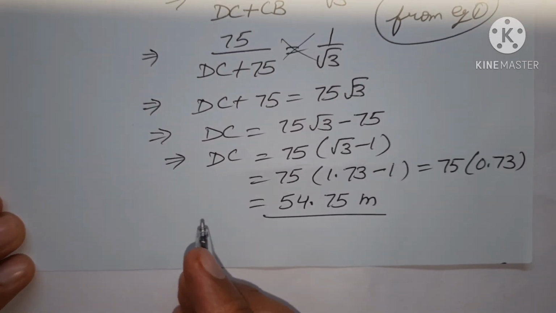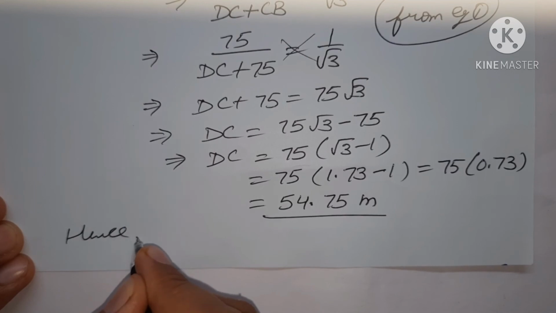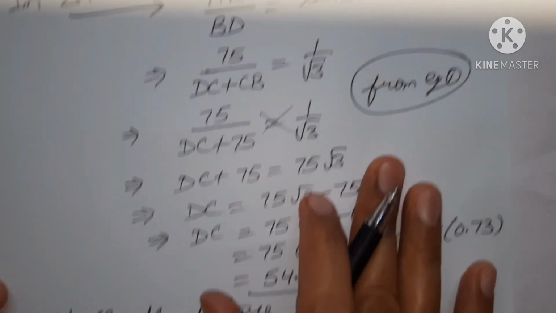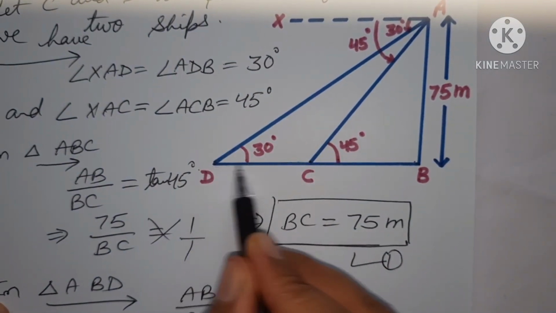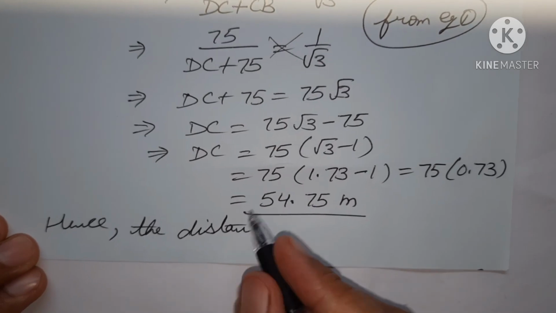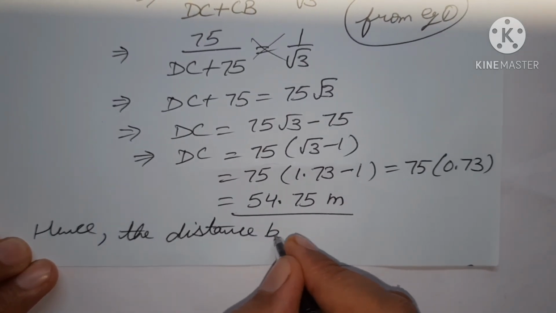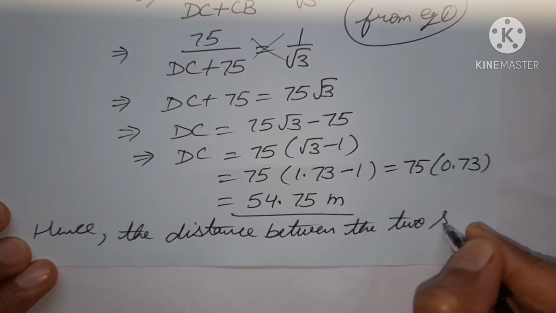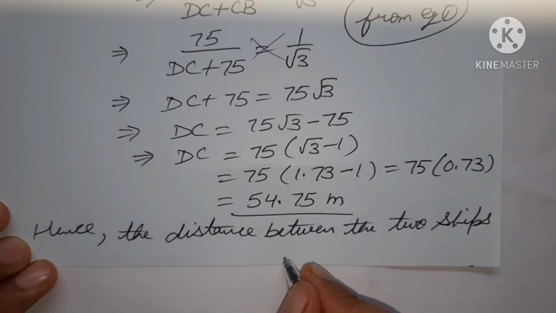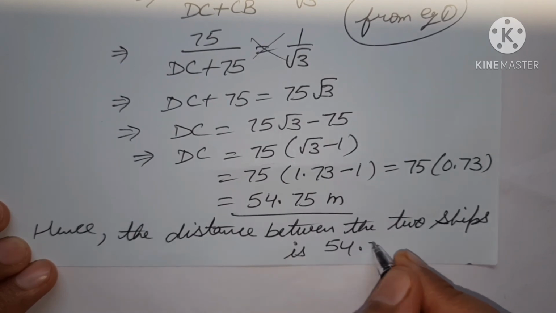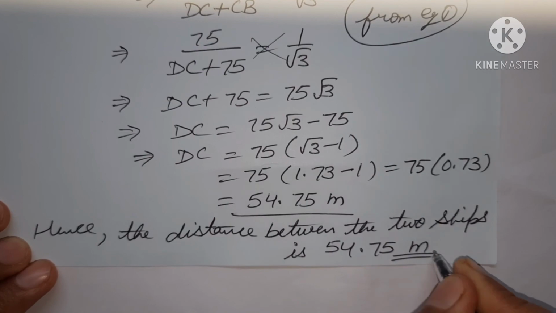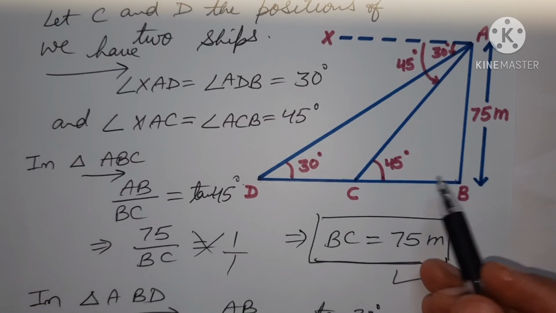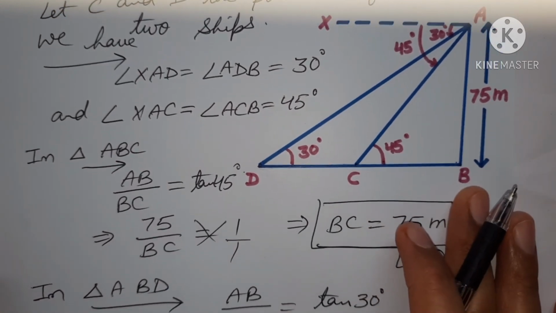So in the last we will write down the answer. Hence, the distance, what was the DC here? DC is the distance between the two ships. So we will write distance between the two ships is 54.75 meter. Don't forget the unit. So in this way we can find out the height of anything and also the distance between two objects.